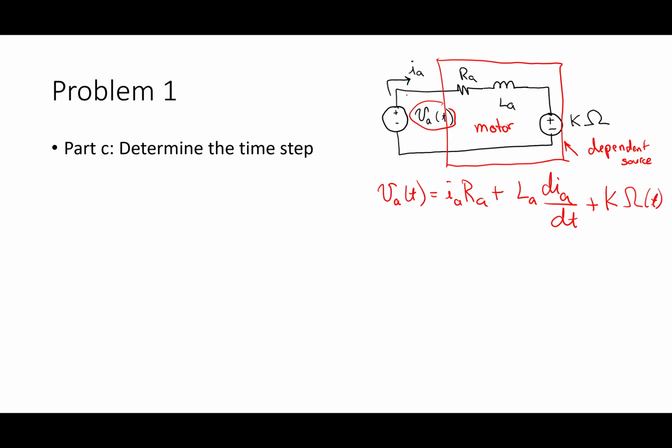So what I said is you had this differential equation, and then you had essentially a mechanical version, which is this: J d omega dt equals K I_A of t minus beta omega of t. For some reason I can't draw my omegas very well.